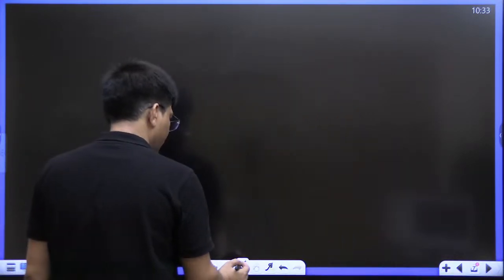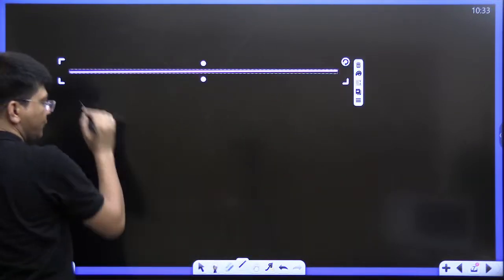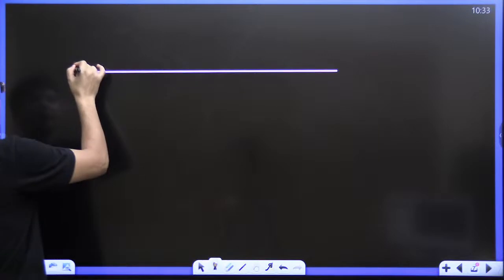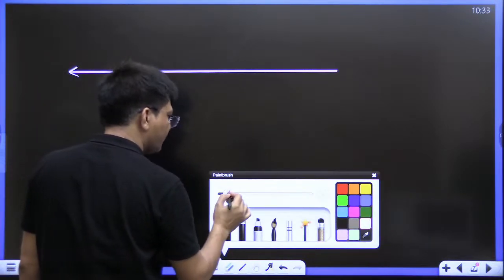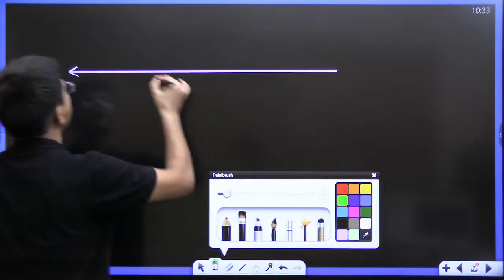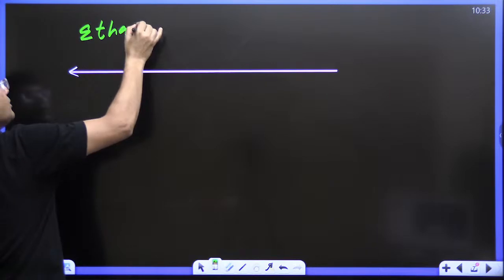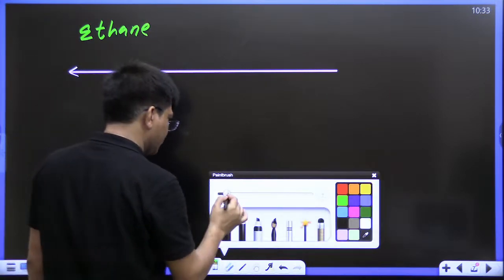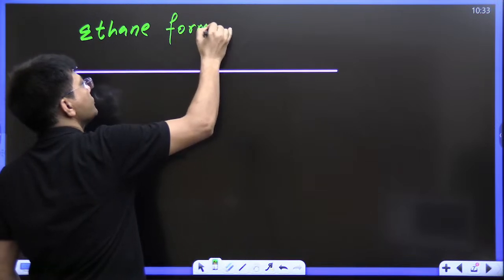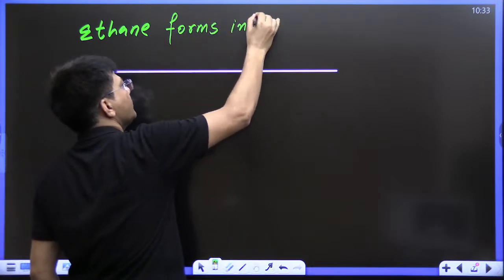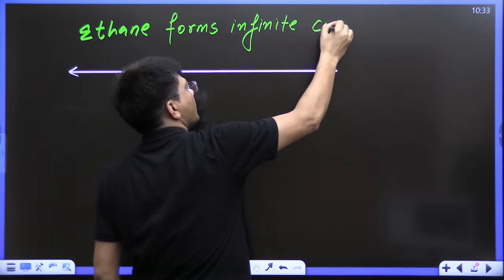Now, if I say arrange in the stability order, do let me know, help me, that ethane forms infinite conformers.